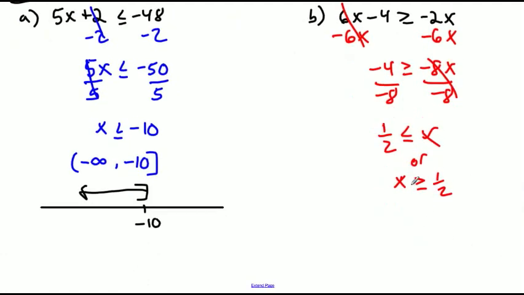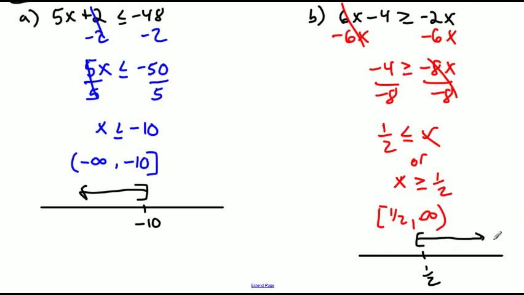So the interval notation of this, x is greater than or equal to 1/2: the smallest number is a half. It starts at a half and it goes to infinity. And the way that this looks as far as our number line is we have a half right here. So x is greater than or equal to 1/2. So it starts at 1/2 and it goes to the right.